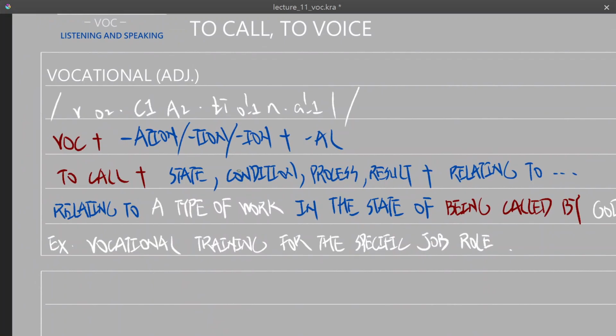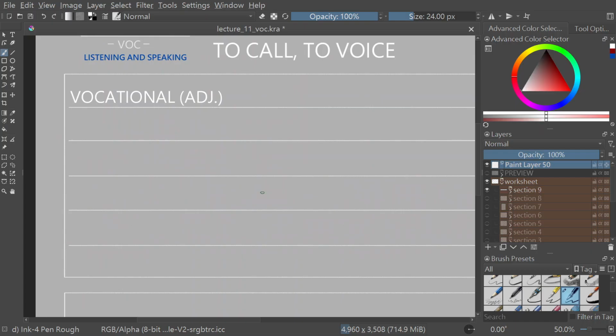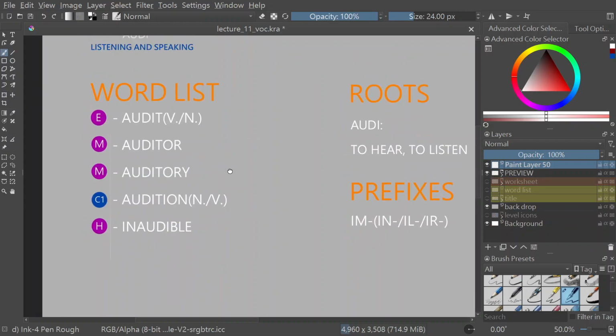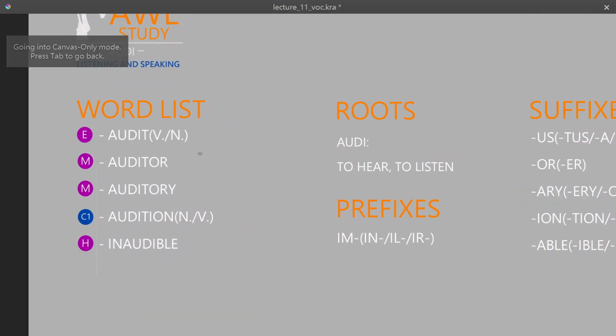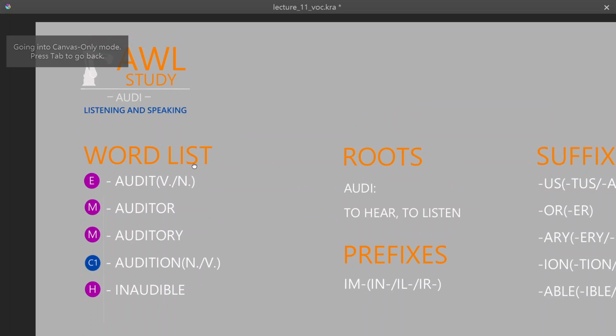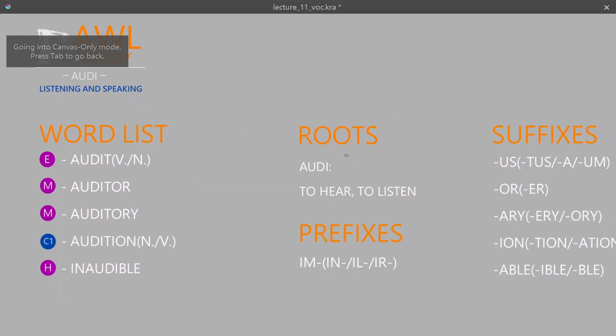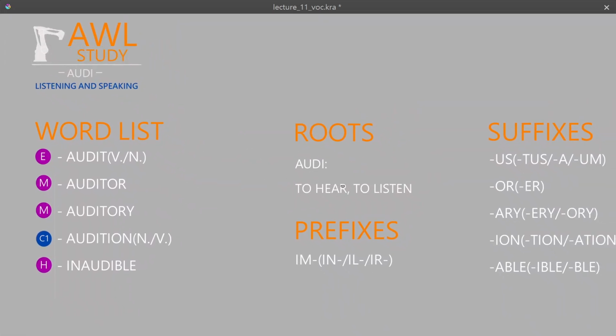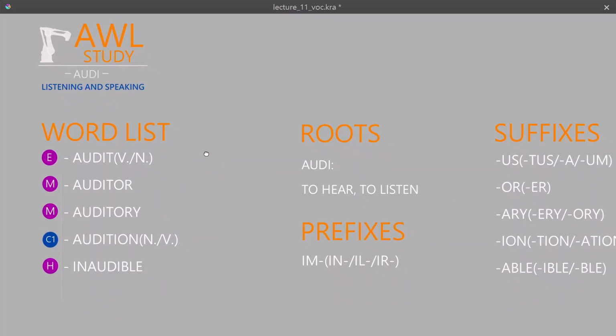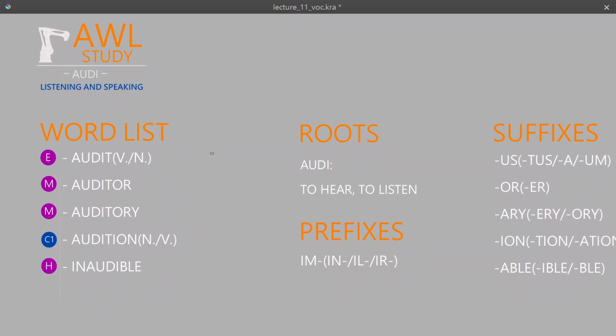Right, next. So in the next section, we're gonna study some words that share the root aud, meaning to hear or listen. Alright, let's move on.